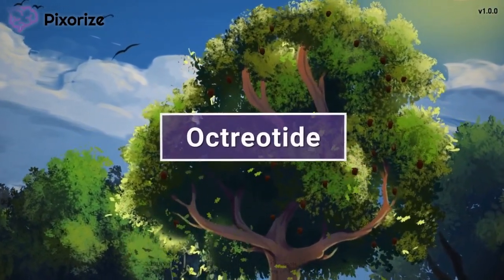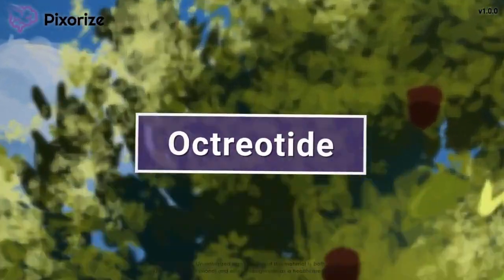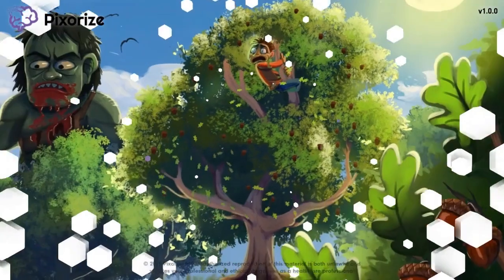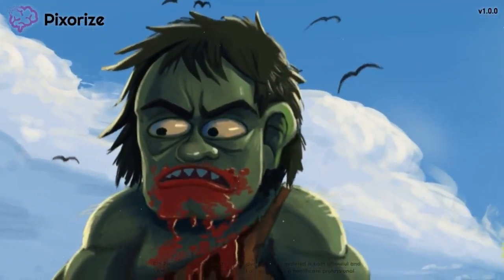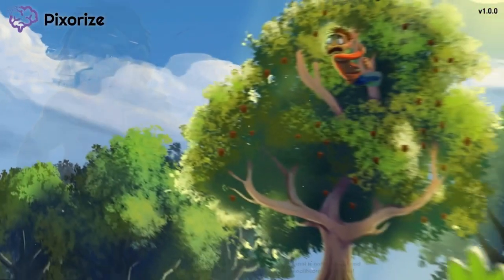Octreotide is a medication used to treat upper gastrointestinal bleeding as well as conditions associated with overproduction of growth hormone. In this mnemonic video, we'll cover important facts about octreotide so you'll be ready come test day.